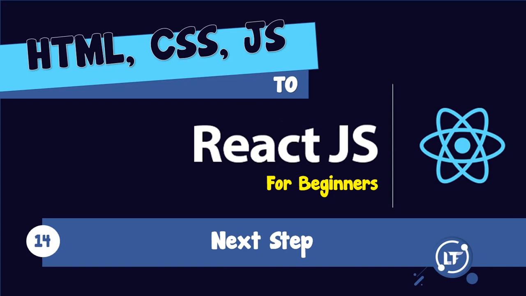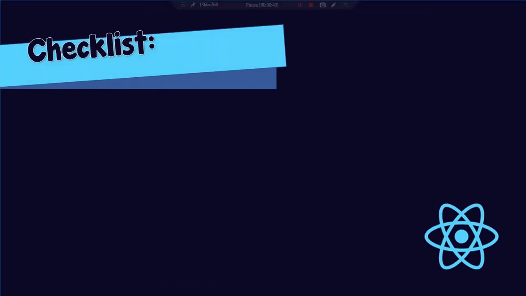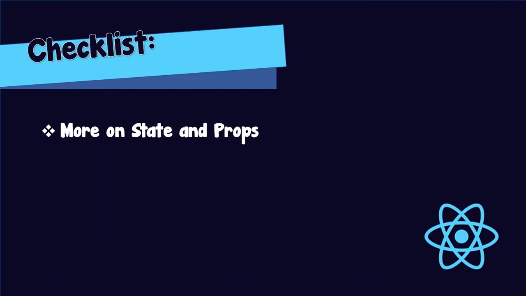So I've put down a checklist of some of the things that you should put into consideration for learning. The first thing is you have to learn more about states and props. Learn how to work very well and extensively with these because they are a core part of React and very important. And secondly, you should learn to work with forms: the events like on submit, on input, on change, on the input fields, and the form as a whole.